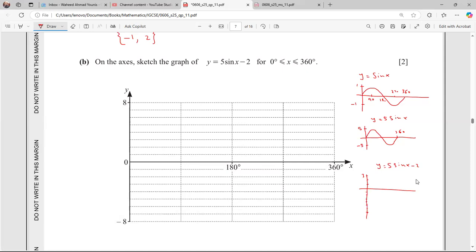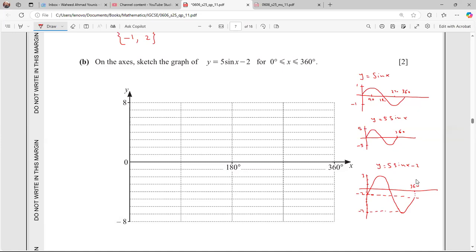Here it comes over here. Okay. And the middle of these two is minus 2. So the graph will start from minus 2. It goes to plus 3. Goes back to minus 7. And comes back to minus 2 again. So this is minus 7, and when it reaches here, this point is going to be 360 degrees.